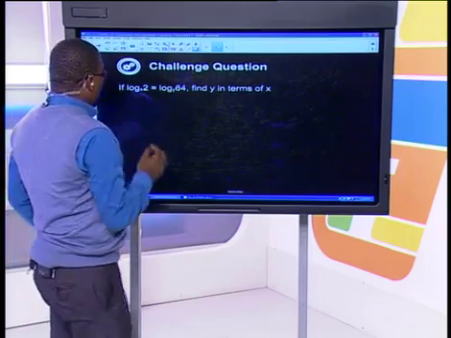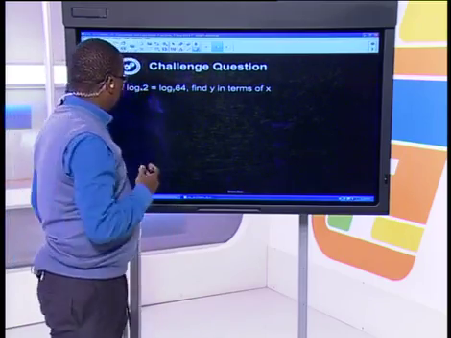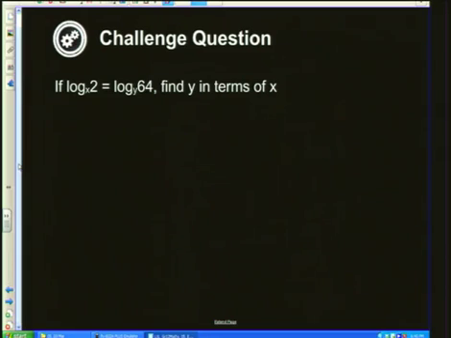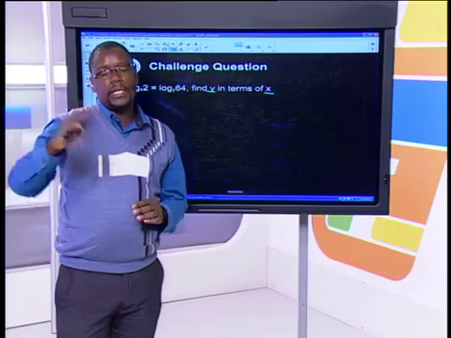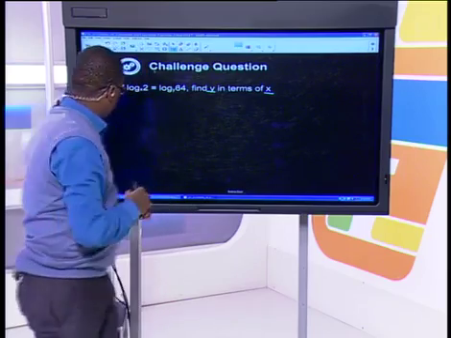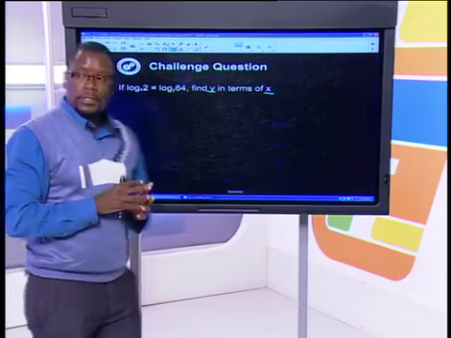All right, so now you're given that log 2 base x equals log 64 base y. You need to find y in terms of x. So you need to work out what y is. So in simple terms, you're going to have y equals something, but with an x on your right-hand side. We've got people that tried it. Okay, let's see the trials.